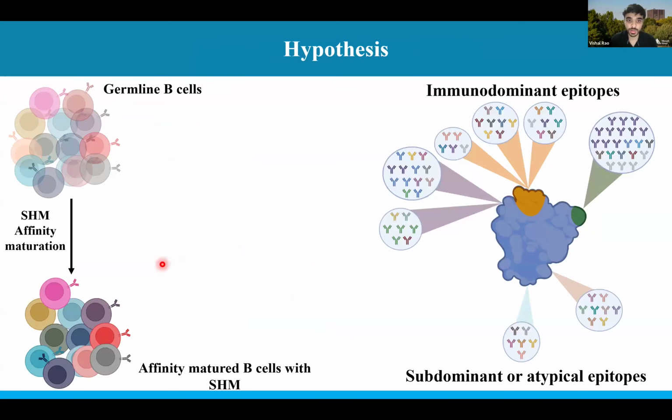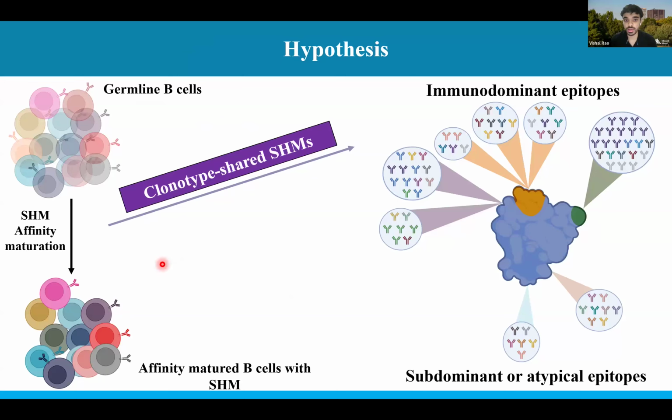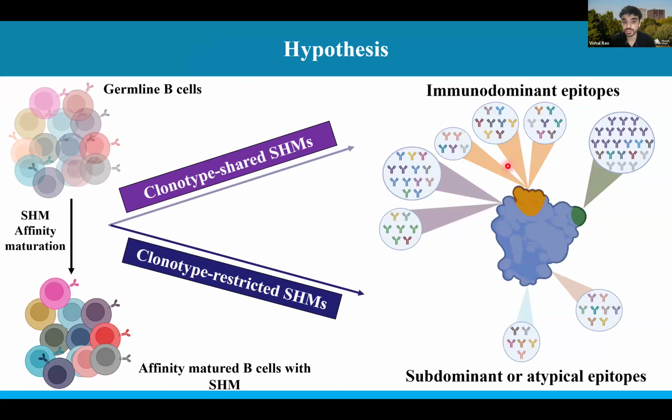And going back to our hypothesis, we claim that these clonotype shared mutations are those that mostly help you affinity mature towards immunodominant epitopes, while clonotype restricted mutations are more so required to gain access to these rare atypical epitopes within an antigen. And here today I'll be talking briefly about two stories, and the first one will be focused on the clonotype restricted mutations.